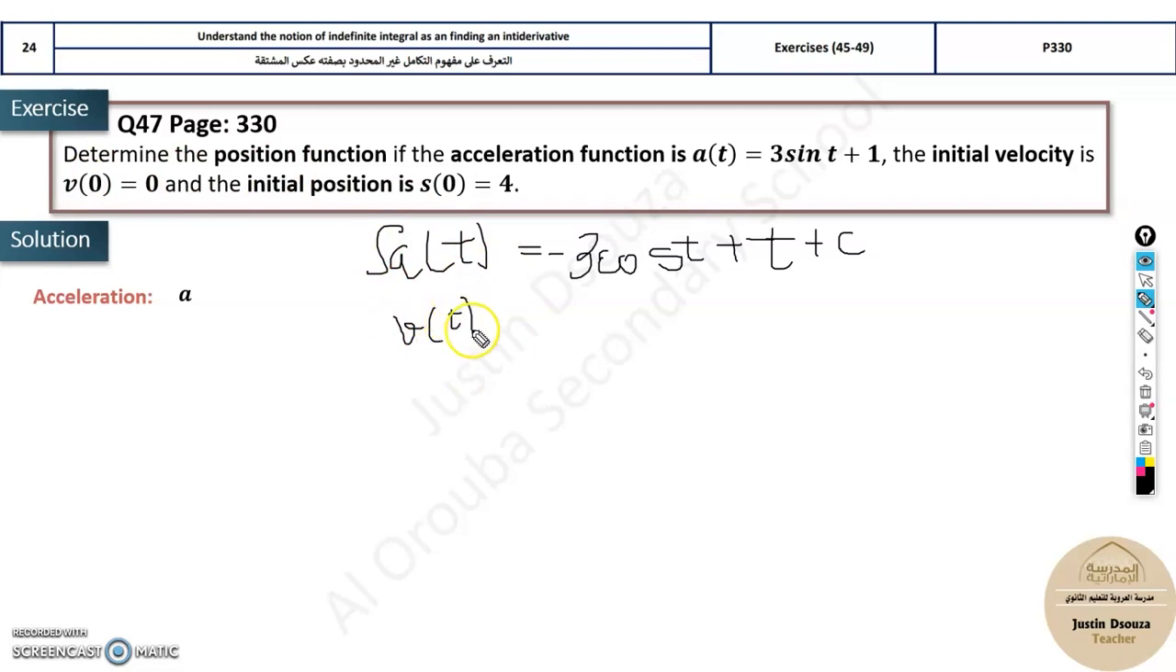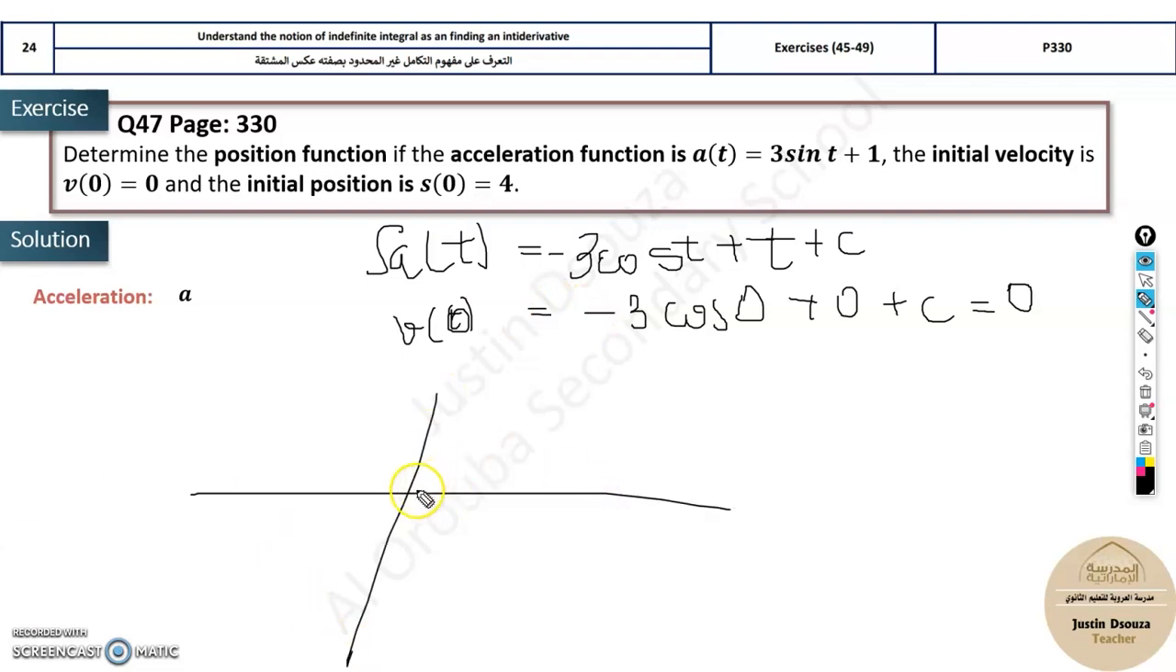V of t. Now let me put t as 0, and wherever there is t, I have to put 0. So 0 plus 0 plus c equals the initial velocity, which is 0. But now look over here. What is cos 0? You can try it in your calculator. If you know the graph of cos, sine starts from 0, 0, but cos starts from 1. So the value of cos 0 is 1.